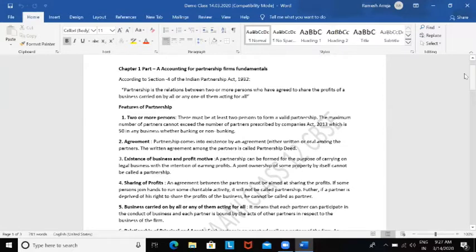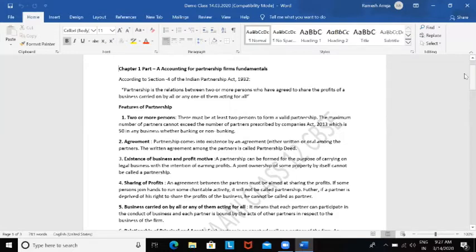The maximum number of partners cannot exceed the number prescribed by the Companies Act 2013, which is 50 in any business, whether banking or non-banking. What they are saying is, as per the Companies Act 2013, the maximum number of partners cannot be more than 50 in case of any business. So minimum is 2, maximum is 50.